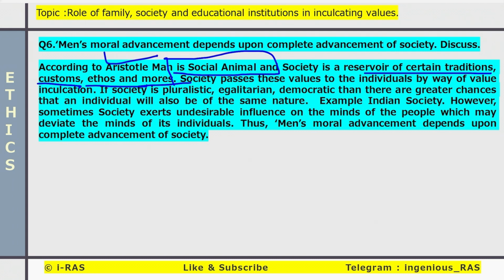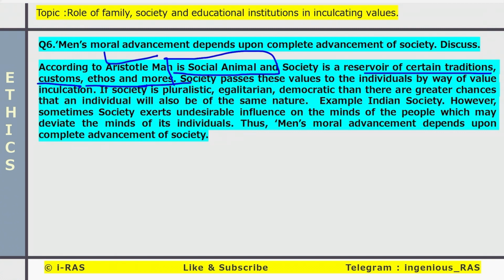In some societies there is larger acceptance of LGBT rights, whereas in some societies there is strong opposition to intercaste marriages, or even acceptance of corruption and child marriages. Society passes these values to individuals by way of value inculcation. If society is pluralistic, egalitarian and democratic, then there are greater chances that an individual will also be of the same nature. Example, Indian society: we are very tolerant, cosmopolitan in nature, we have lots of diversity, and we have respect for diversity.